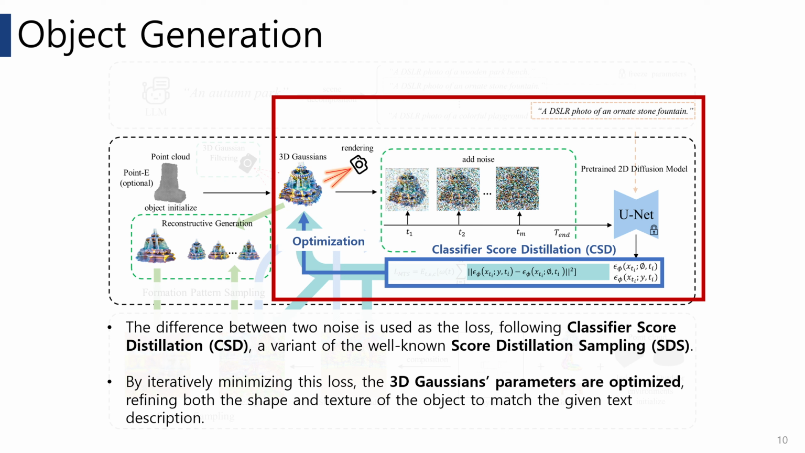The difference between these two noise predictions is used as the loss function following the classifier score distillation (CSD) method, a variant of the well-known score distillation sampling (SDS). By iteratively minimizing this loss, the 3D Gaussian parameters are optimized, refining both the shape and texture of the object to match the given text description.